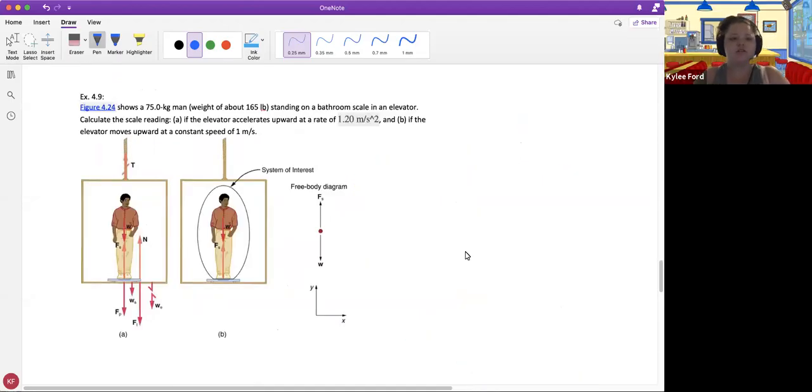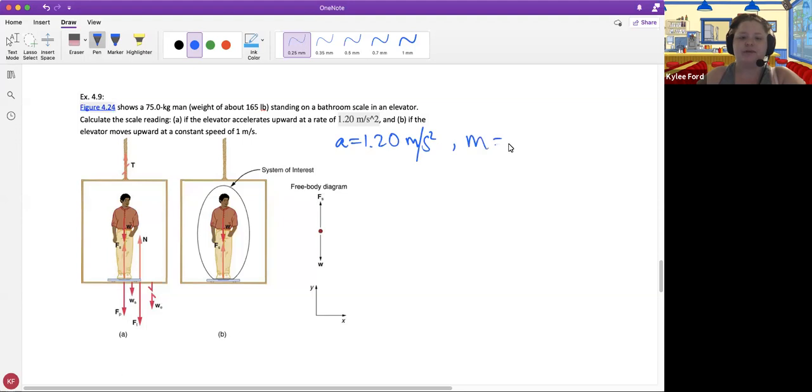All right, so we are looking at example 4.9 now. It states that we have a man with some mass standing on a scale in an elevator. We are trying to calculate what the scale will read in these two different scenarios. The first one is if the elevator accelerates upward at a rate of 1.2 meters per second squared. So my acceleration is 1.2 meters per second squared.